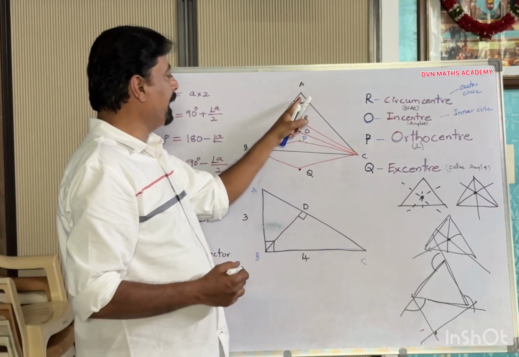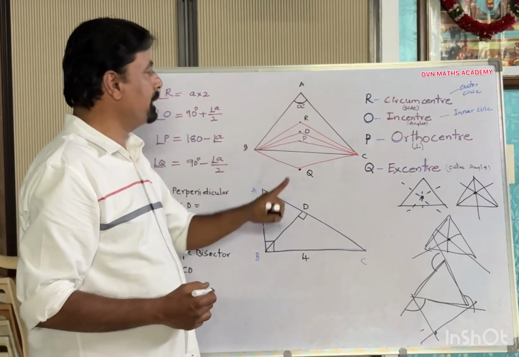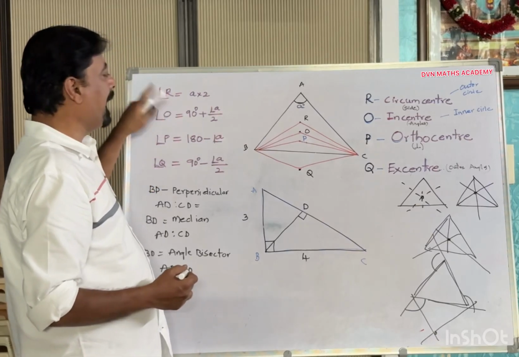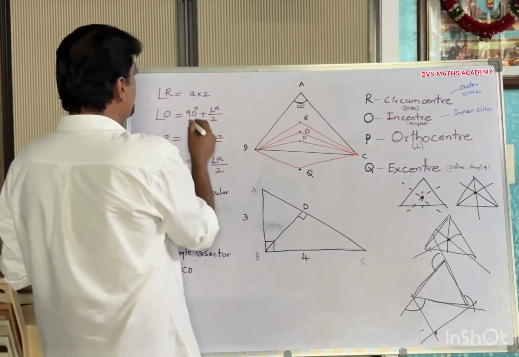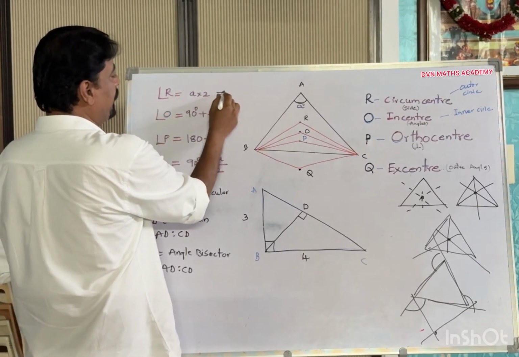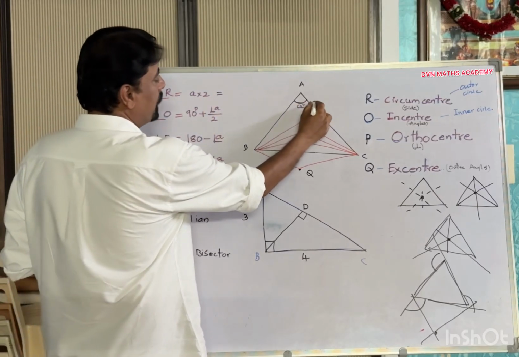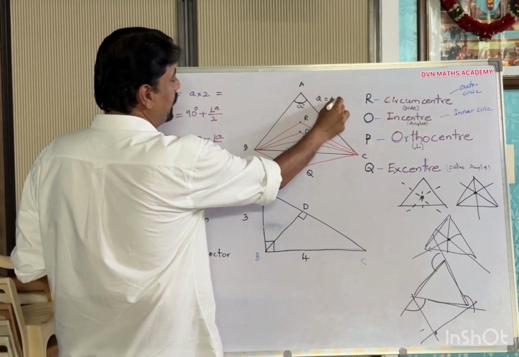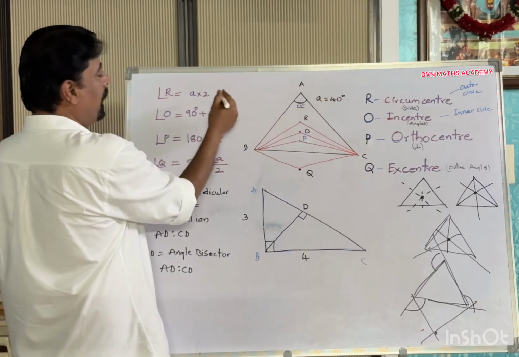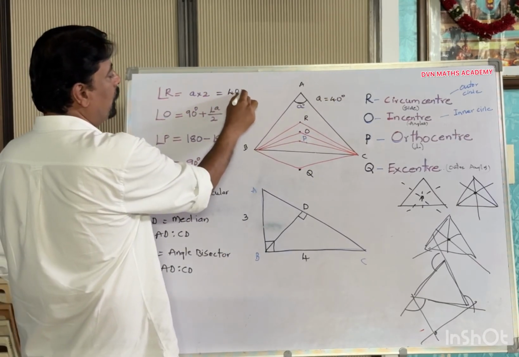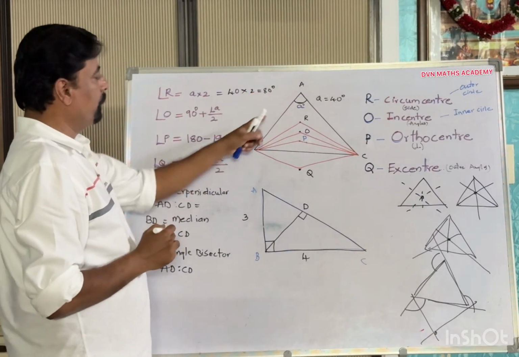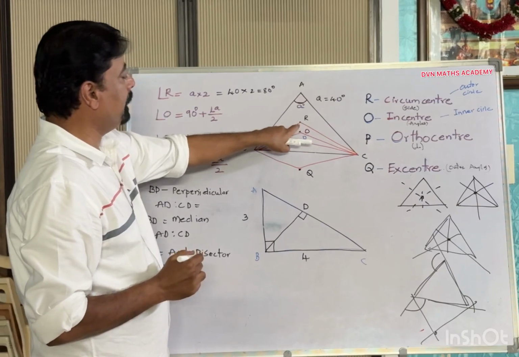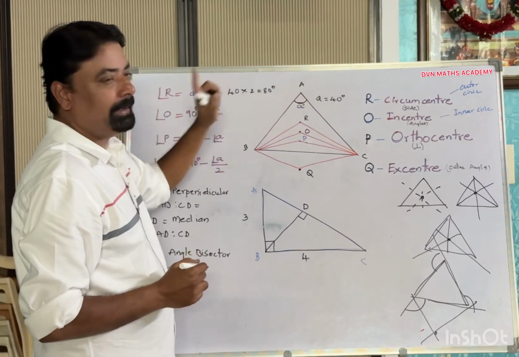So if angle A is mentioned as A degrees, and you want to find angle R, where R is the circumcenter, then angle R is nothing but A into 2. For example, A is equal to 40 degrees is given. Then angle R should be 40 into 2, that will be 80 degrees. So if you know angle A, then you will get the value of R, that is 80 degrees.